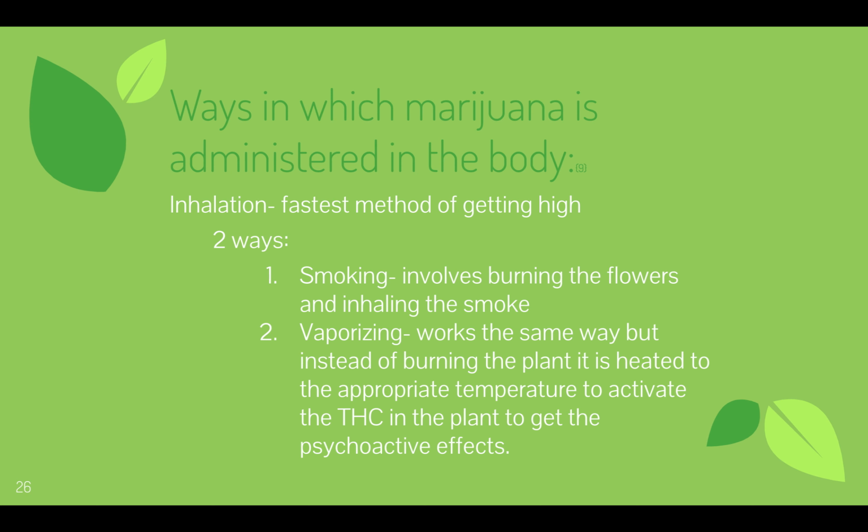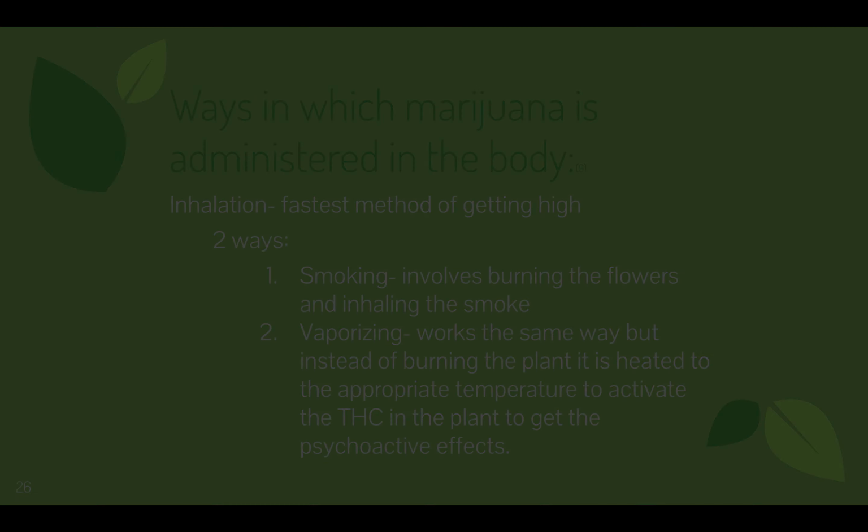Ways in which marijuana is administered in the body. The first way is inhalation, which is the fastest method of getting high, and is done in two ways. One, smoking, which involves burning the flowers and inhaling the smoke, and two, vaporizing, which works in the same way as smoking, but instead of burning the plant, it is heated to the appropriate temperature to activate the THC in the plant to get the psychoactive effects.